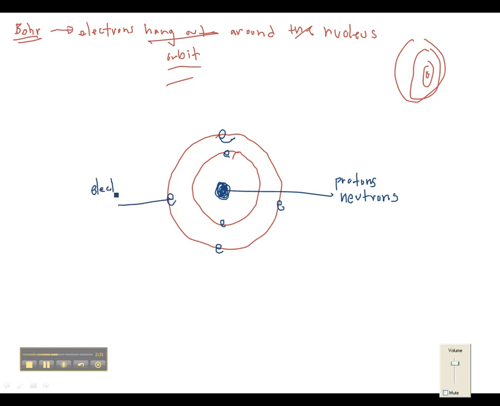So the question would be, where do you find protons in an atom? You find them in the nucleus. Where do you find neutrons? You find them in the nucleus. Where do you find electrons? Orbiting in clouds in the new model around the nucleus, okay? So they circle around in clouds.